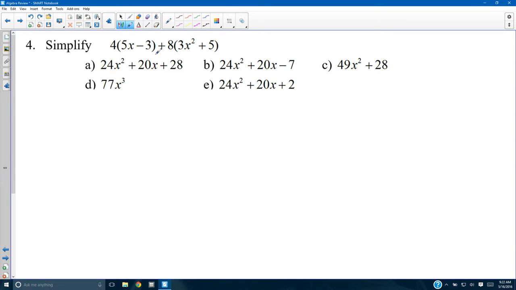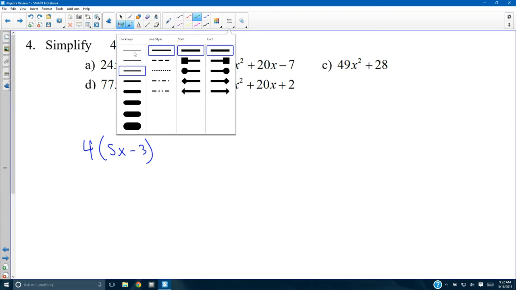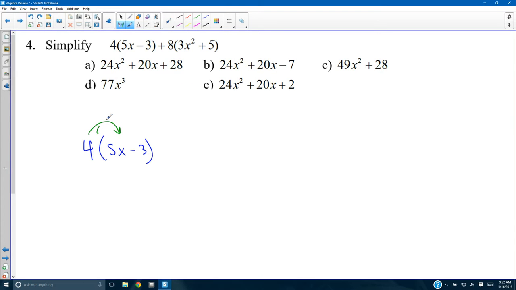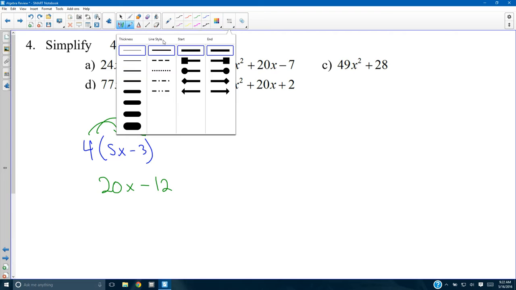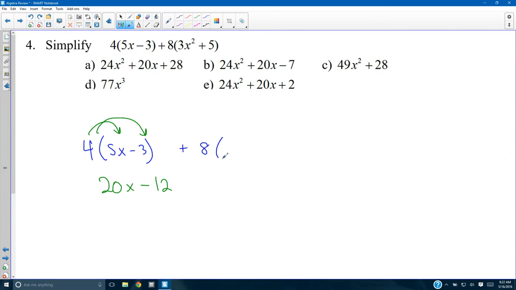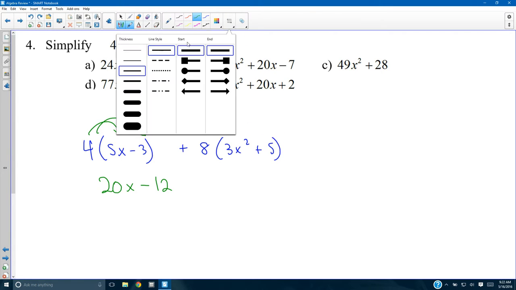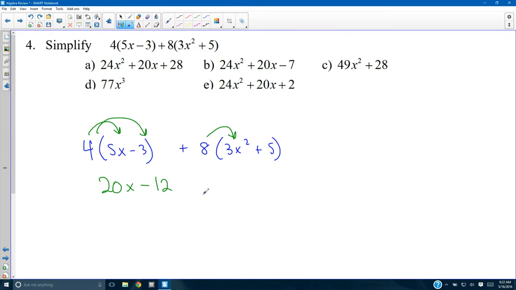Now, simplifying just means get the stuff out of parentheses, combine all like terms that you can, and go from there. I'm going to multiply these using the distributive property. I'm going to multiply 4 into 5x and 4 into -3. 4 times 5x is 20x. 4 times -3 is -12. Plus 8 is being multiplied into 3x squared and 5. So 8 times 3x squared is 24x squared. 8 times 5 is 40.